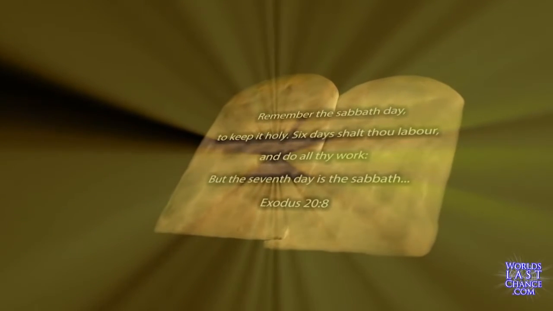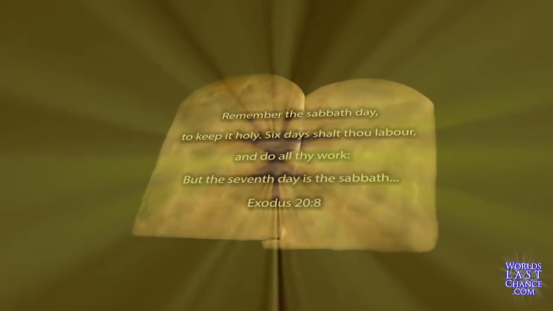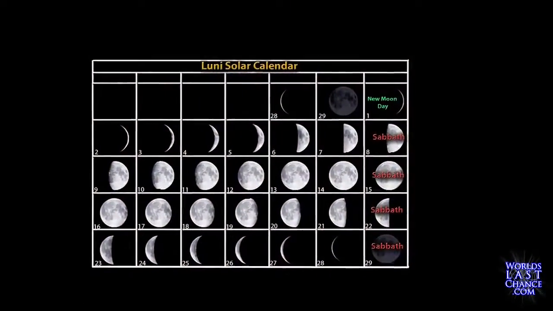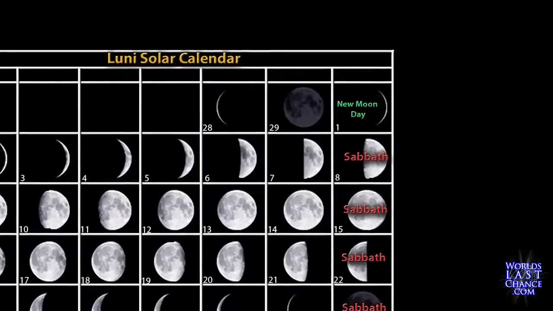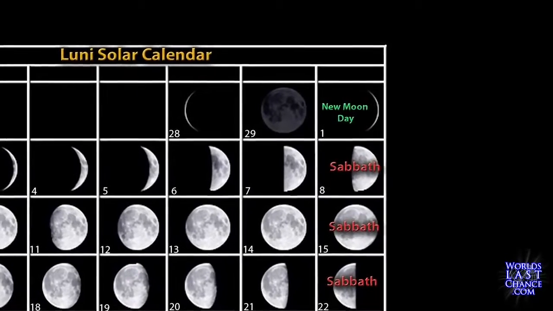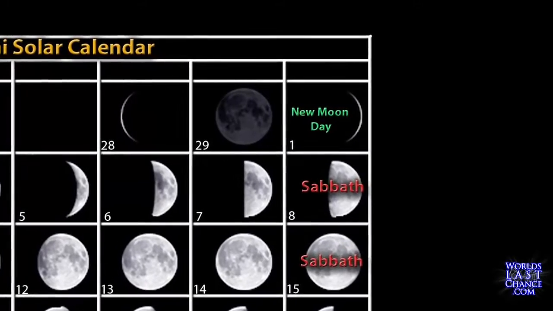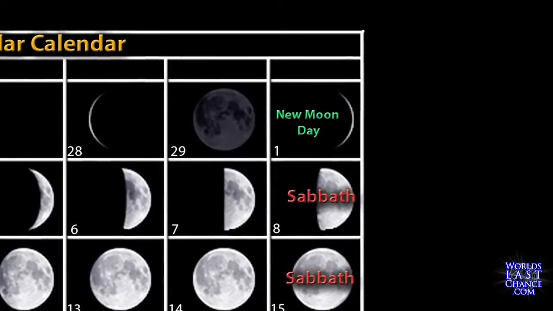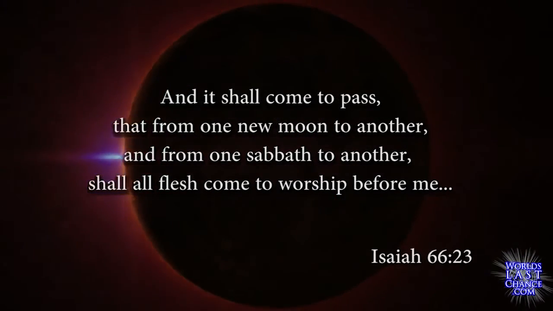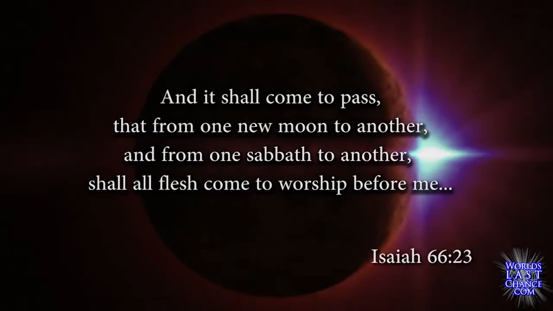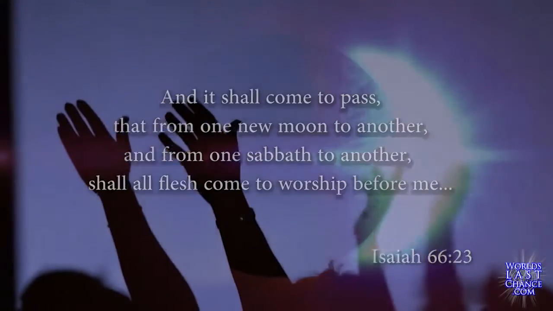Those desiring to show their allegiance to the Creator will worship Him on the day He has designated. To find the correct day of worship, the lunisolar calendar established at creation must be used. Scripture reveals that the calendar used for worship throughout all eternity will be based upon the new moon. And it shall come to pass that from one new moon to another, and from one Sabbath to another, shall all flesh come to worship before me.